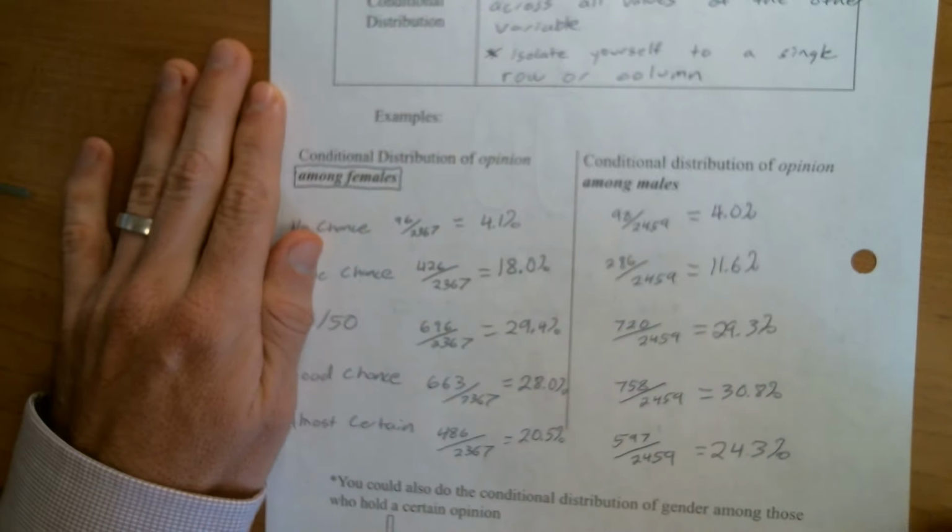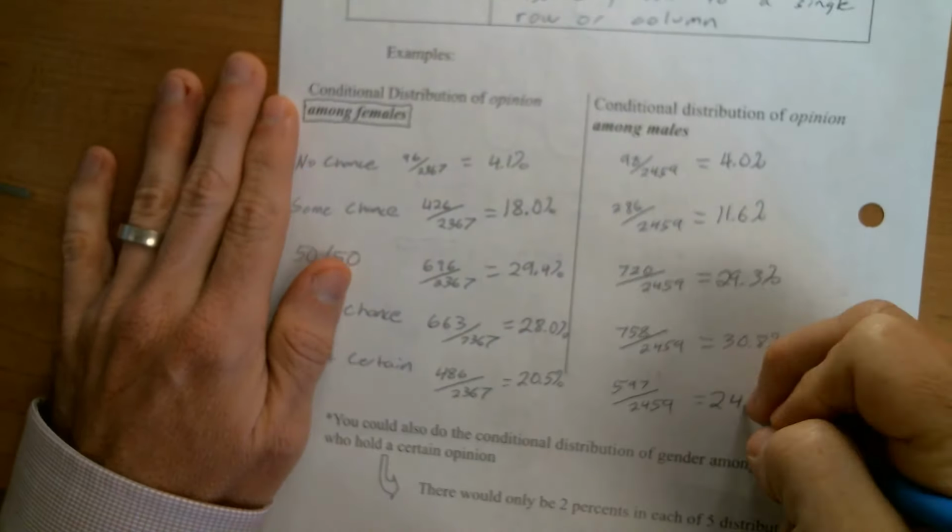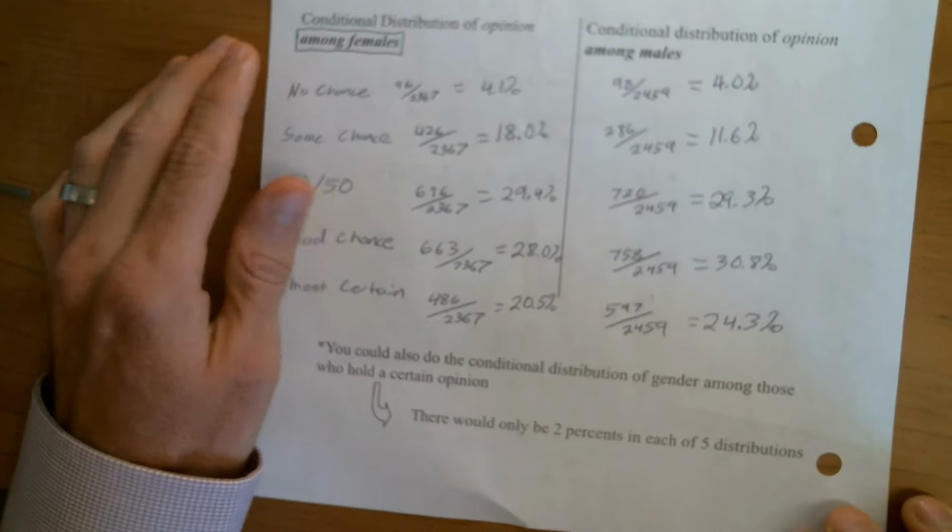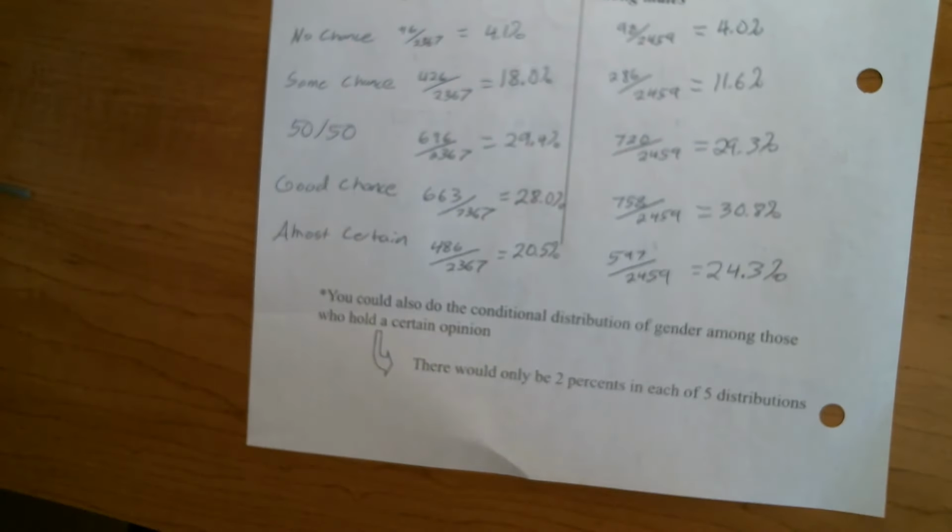All right, so decimal there, make sure that's clear. Just a note here, you could also do the conditional distribution of gender among those who hold a certain opinion. So if you did that, there would be 2% in each of five distributions.